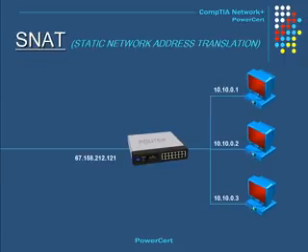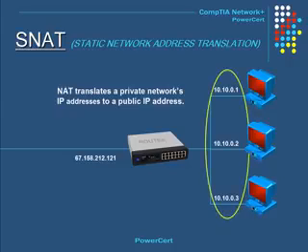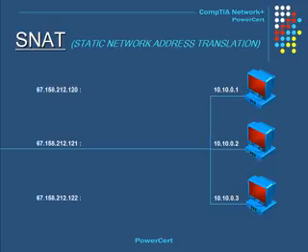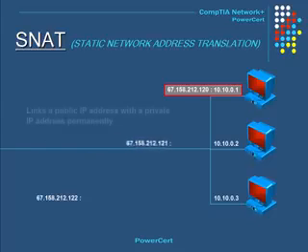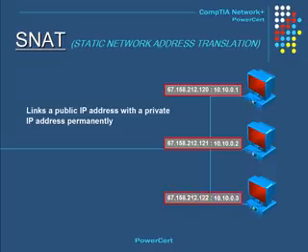SNAT stands for Static Network Address Translation. And as you recall from a previous lesson, NAT translates a private network's IP addresses to a public IP address. So in this example here, these private IP addresses will be translated to this one single public IP address, and vice versa. So what SNAT does is that it can link a public IP address with a private IP address permanently. And this is useful when a computer or server needs to be accessed from outside the network. For example, if one of these devices here was a mail server.